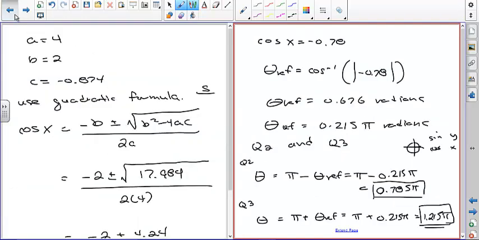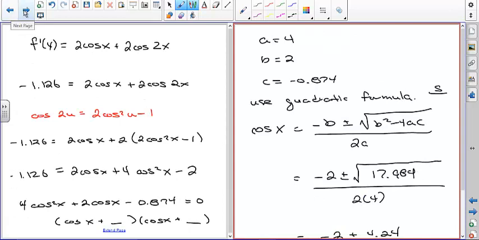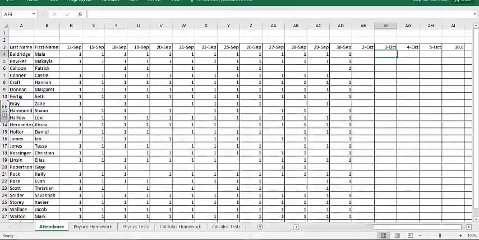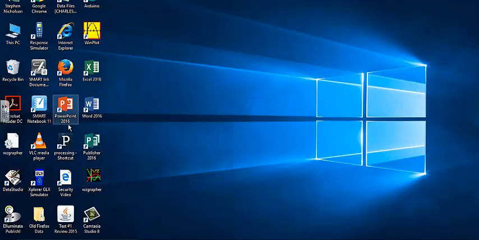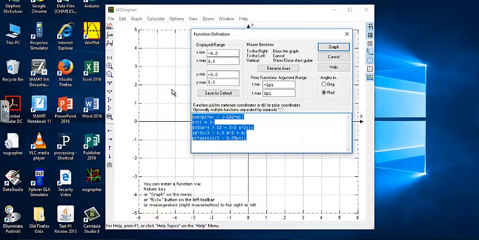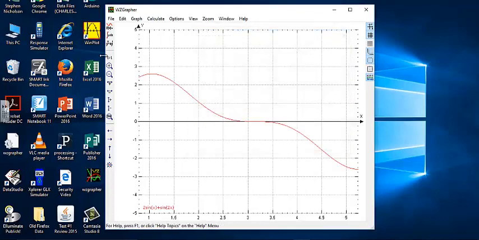What was the function? The function is 2 sine x plus sine of 2x. Okay, so let me go ahead and plot that. Where's my graphing program? Here it is. So the function we're looking at is 2 sine x plus sine 2x, and we were looking between pi over 4 and 5 pi divided by 3. And we'll graph that. Okay, so there it was.